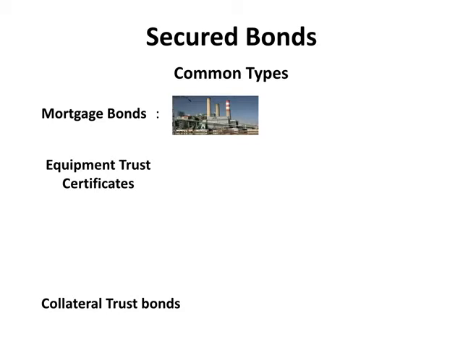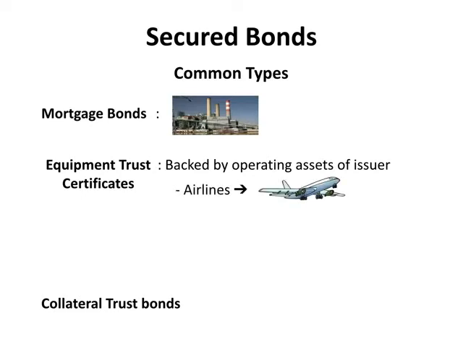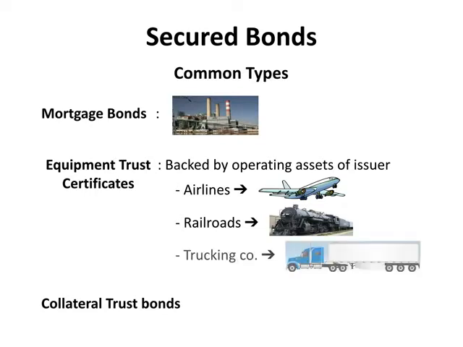Equipment trust certificates are debt securities backed by operating assets of the issuer. Companies that tend to be the heaviest issuers of equipment trust certificates are airlines pledging their airplanes, railroads pledging their rolling stock, boxcars, locomotives, flat cars, etc., or trucking companies pledging their tractor-trailer rigs. Equipment trust certificates are issued to finance the purchase of those operating assets. The interesting twist here is that legal title to those assets is held by the trustee. This makes repossession of the assets in case of issuer default relatively easy.